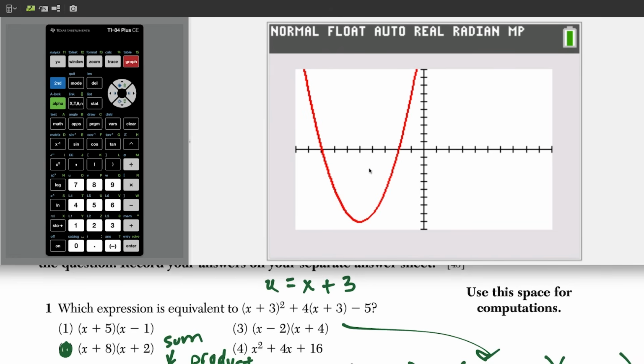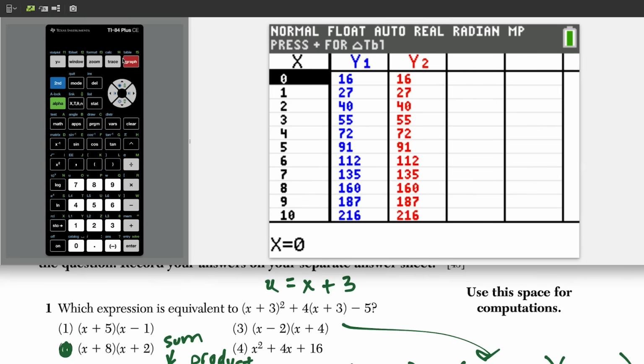Okay, but I would say it's good to know how to do the algebra, especially when you get to the free response. You're going to have to show your work. So we could see here that choice 2 is correct because the two graphs completely overlap. If I go to the table pressing second graph, notice that each of my y values match for all of my x values. So choice 2 is definitely our answer.